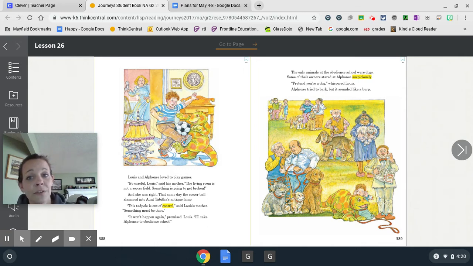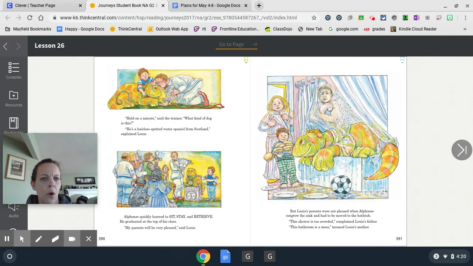The only animals at the obedience school were dogs. Some of their owners stared at Alphonse suspiciously. "Pretend you're a dog," whispered Lewis. Alphonse tried to bark, but it sounded like a burp. "Hold on a minute," said the trainer. "What kind of dog is this?" "He's a hairless spotted water spaniel from Scotland," explained Lewis.